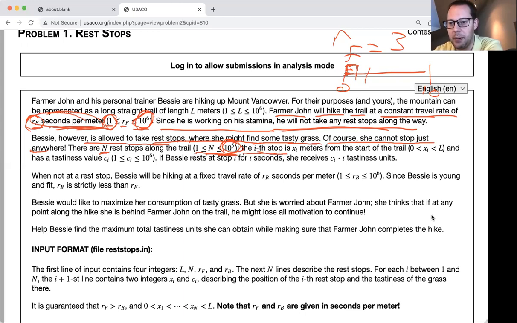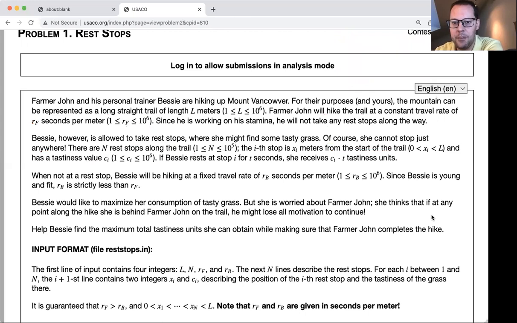The ith stop is xi meters from the start of the trail and has a tastiness value of ci. Let's read over that one more time. There are n rest stops, and the ith, I out of n, so we have I out of n total stops with n rest stops. The ith stop is represented by xi meters from the start of the trail, which is like where it's located in terms of x, between 0 to L, which means we could have a rest stop at the very beginning.